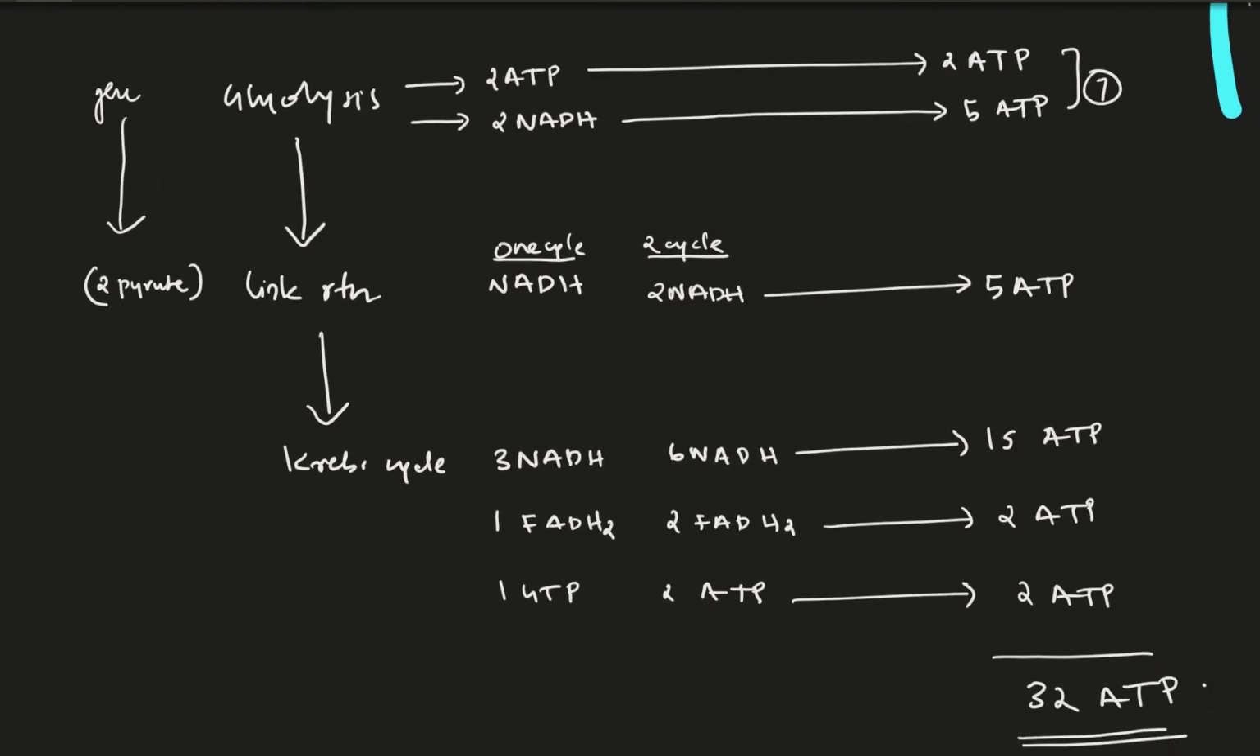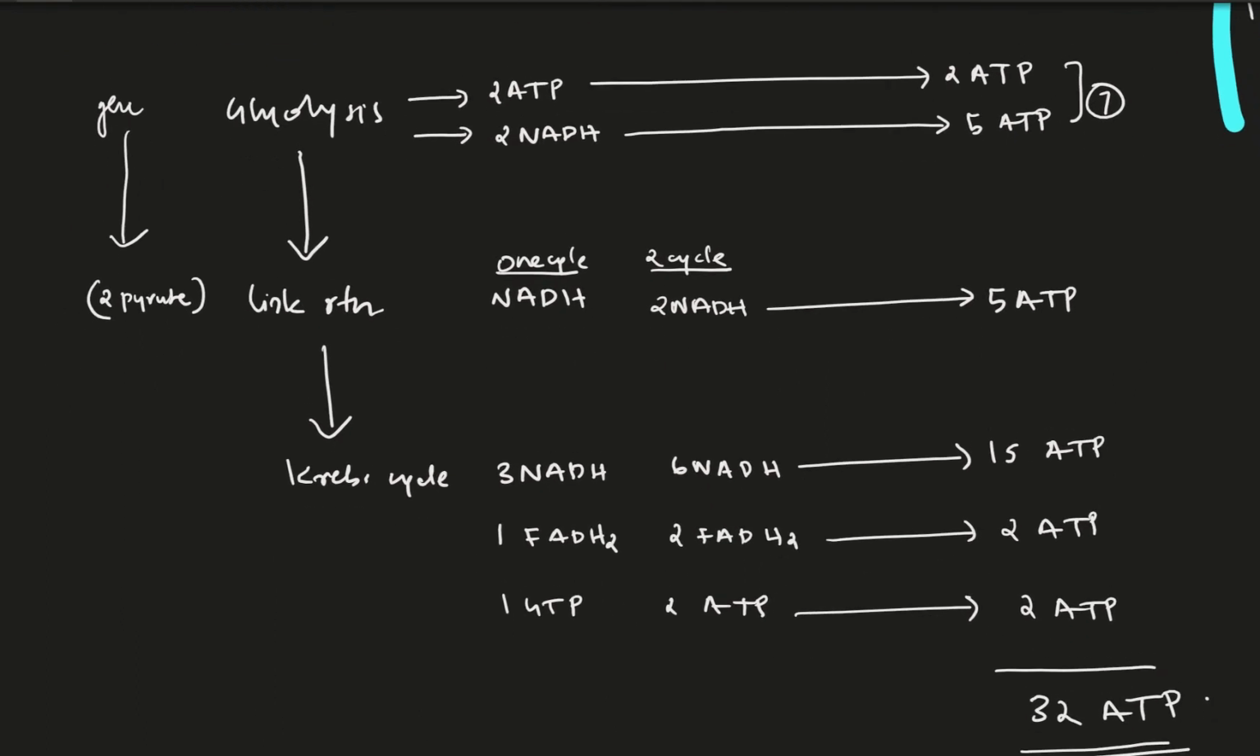Okay, so what we actually get in the energetics is that from glycolysis, these are our products: 2 ATP and 2 NADH. In glycolysis 2 pyruvate is formed, and these 2 pyruvates have to go through the cycle twice. In the link reaction 1 NADH is formed, and as there are 2 pyruvates, that is 2 NADH.